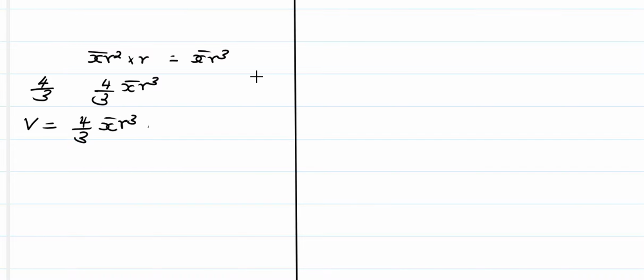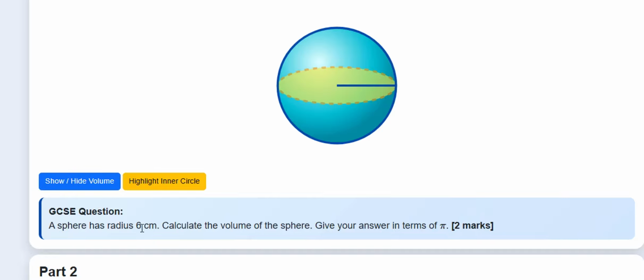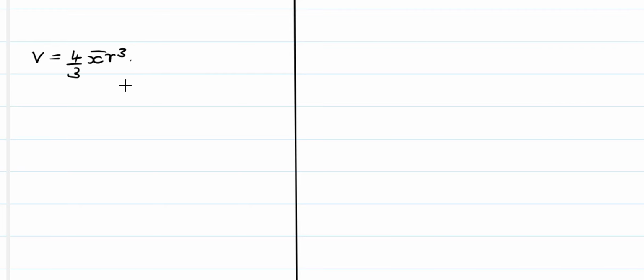Can we try an example? In this question 1, you are told a sphere has a radius of 6 centimeters. Calculate the volume of the sphere. Give your answer in terms of pi. So to do so, we already know the radius of that sphere is 6 centimeters.